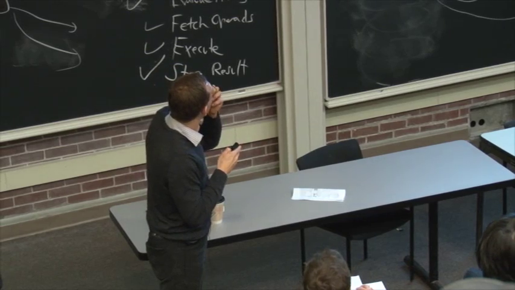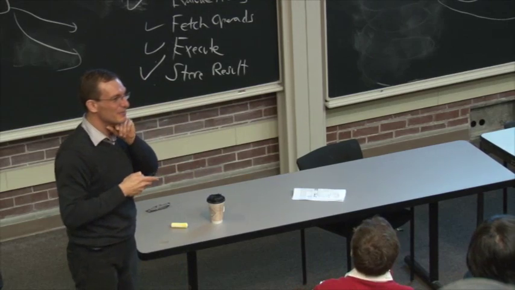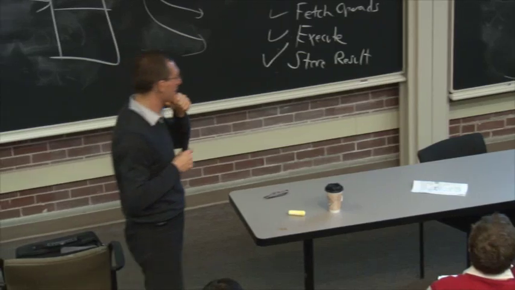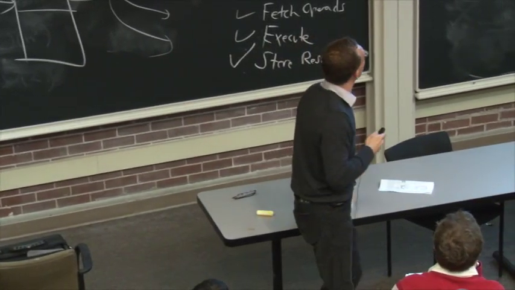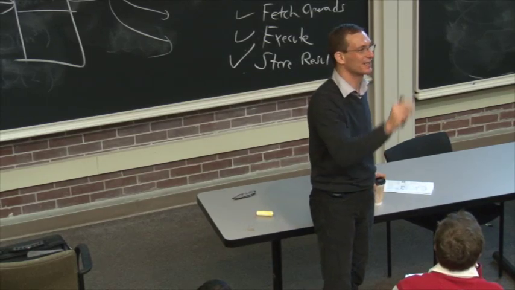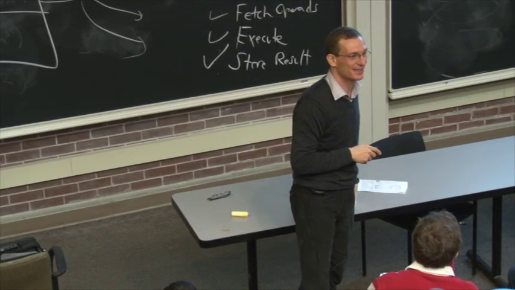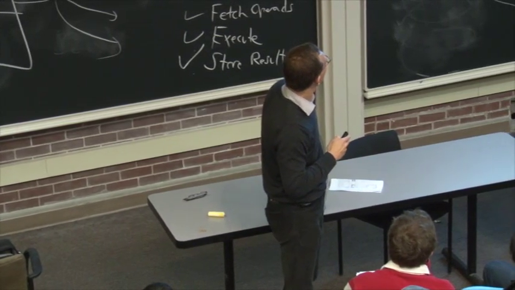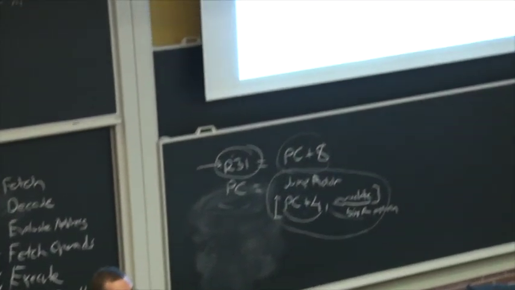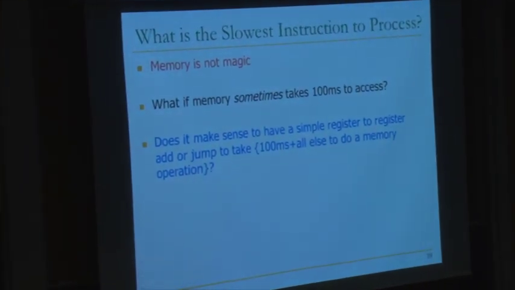Okay, so what is the slowest instruction to process? We've seen it with these cooked up values. But I guess I've given you the answer. I should have asked too. Too bad. We assume memory is magic, right? But memory is not magic. And memory is usually the bottleneck in terms of latency in your systems. What if memory sometimes takes hundreds of milliseconds to access? Well, does it make sense to have a simple register to register add or a jump to take 100 milliseconds plus all else to do a memory operation? And the answer is no, right?